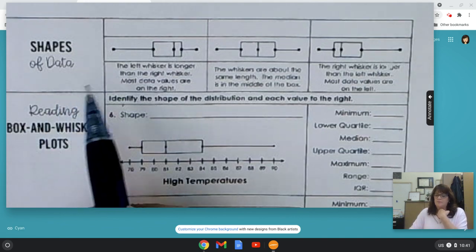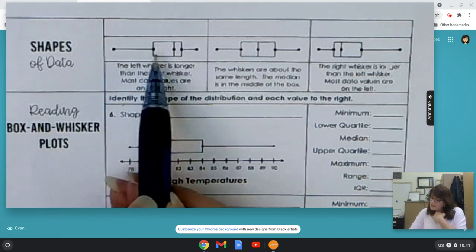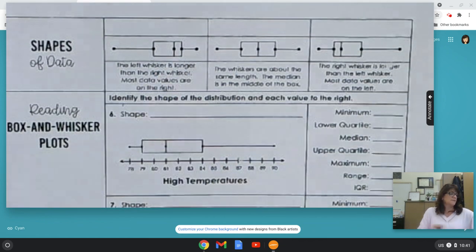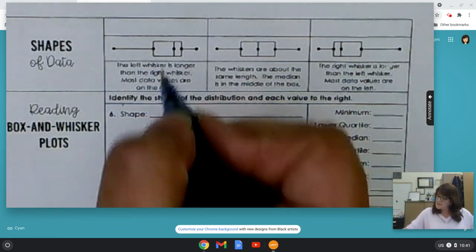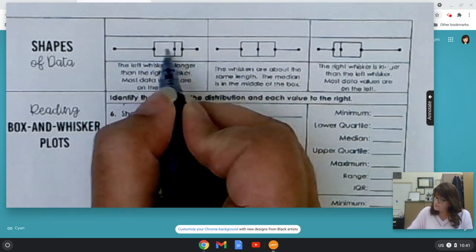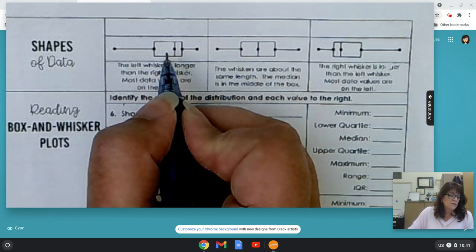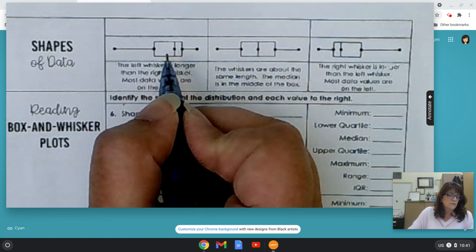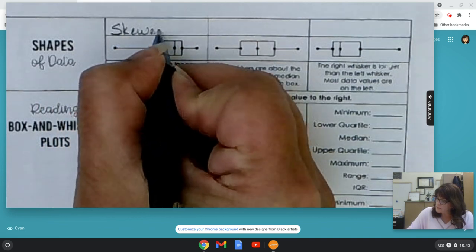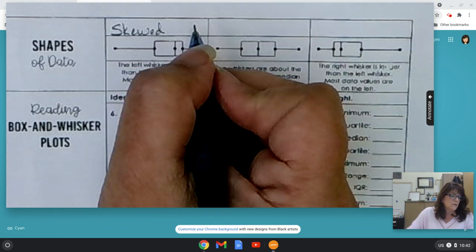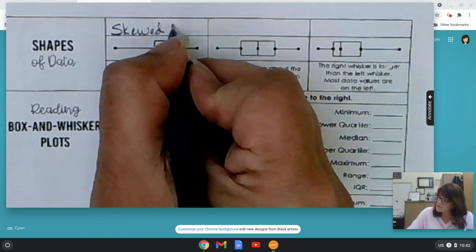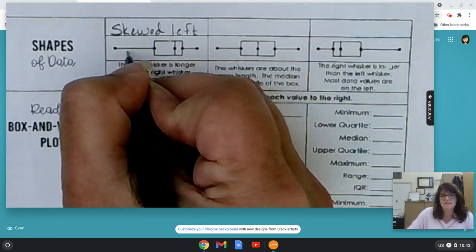General shapes of data. So in this one, the left whisker is longer than the right, and most of the data values are on the right. Okay. So we would say that because most of the stuff is on, okay, we're going to say that this is skewed. We're going to say that this is skewed left. That means that the left is less important.